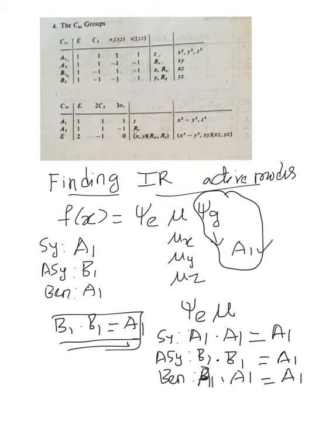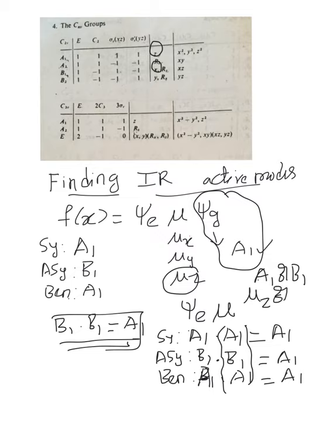So here these are the dipole moment components. The dipole moment components can be either A1 or B1. So A1 is basically the z component, so it can be mu z. B1 is basically the x component, so it can be mu x.